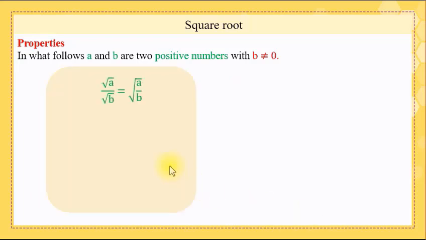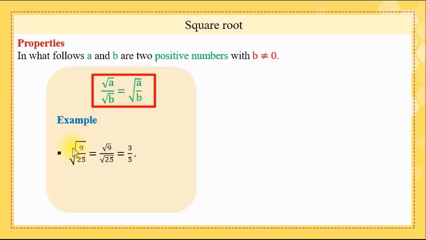We have another property. In case of division or in case of fractions, we write radical a over radical b equals radical a over b. Let's take some examples. If we have radical 9 over 25, we can write radical 9 over radical 25 and calculate the numerator and denominator each one to get 3 over 5. Here we can write radical 14 over radical 7 inside one big radical 14 over 7, then simplify to get radical 2.